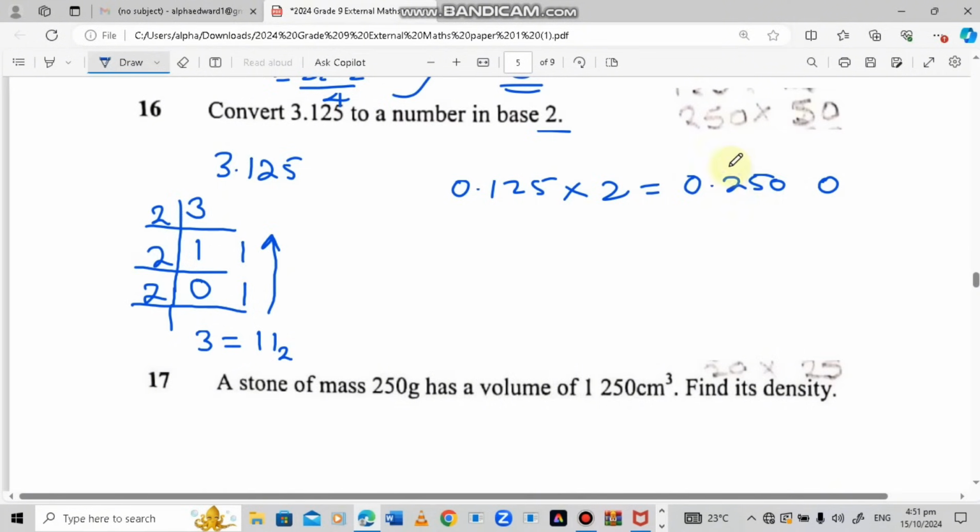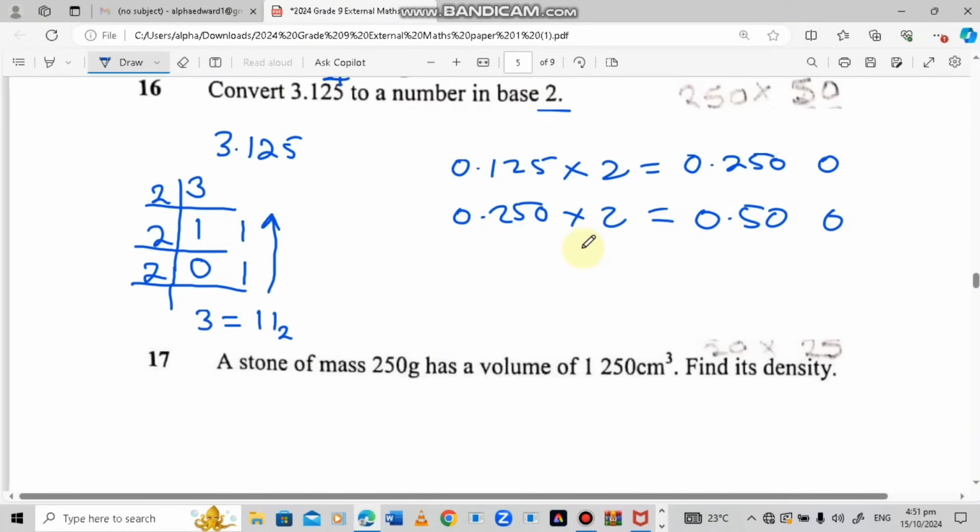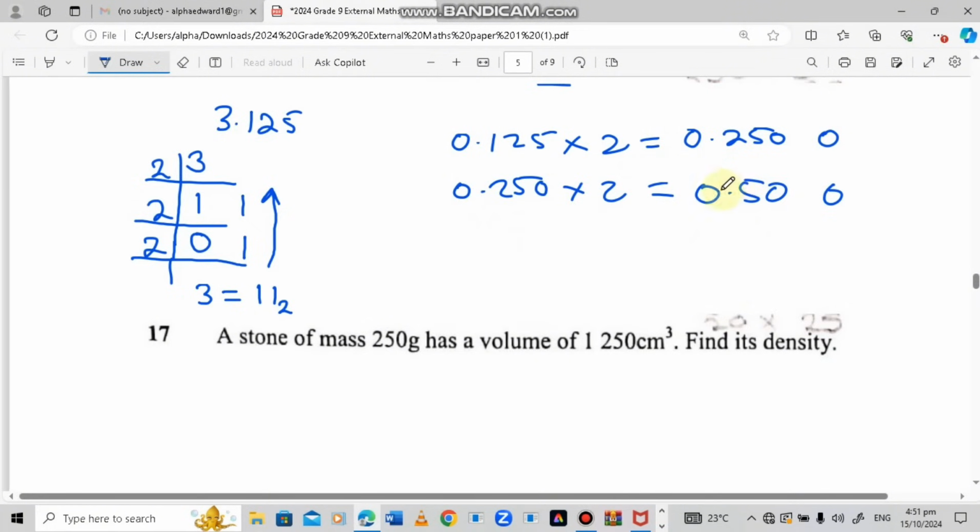This 0 here is the one that we're writing there. So again, we're going to say this one, okay, 0.250 times 2 is equal to 0.50. So again, we're going to pick this number here, which is here before the decimal, which is a 0. Okay, so we're going to say this one, 0.50 times 2 is equal to 1.00. Okay, 0.5 times 2 is 1.0. So now we're getting this number that is here. The remainder is this one.